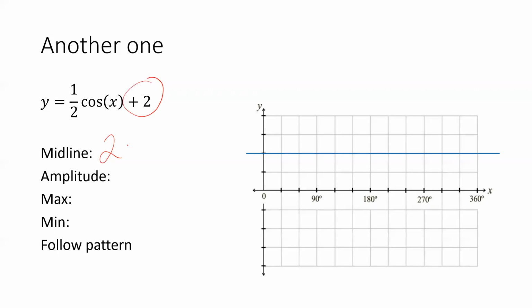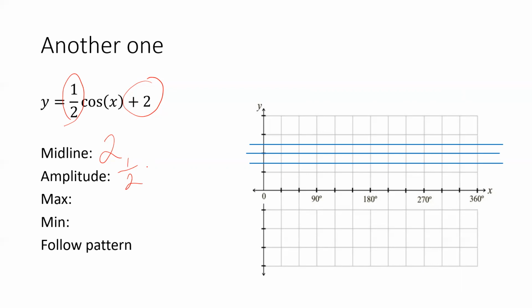And then next up is my amplitude. That tells me how high and how low my values go from my midline. So essentially that means that from my midline, I'm only going to go up 1/2 and go down 1/2. So I'm going to plot those lines. Those lines are my barriers. That's how high my graph is going to go, and that's how low my graph is going to go. So this one's pretty short.